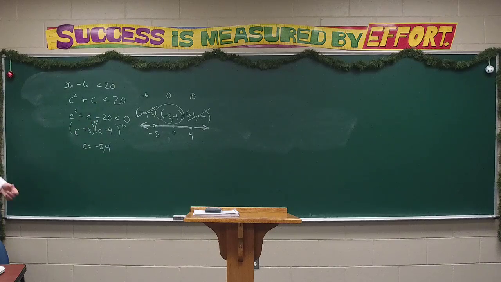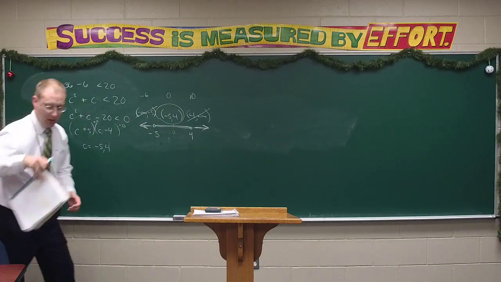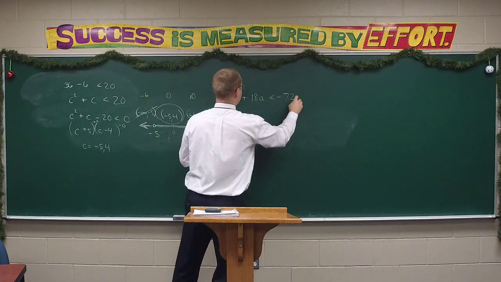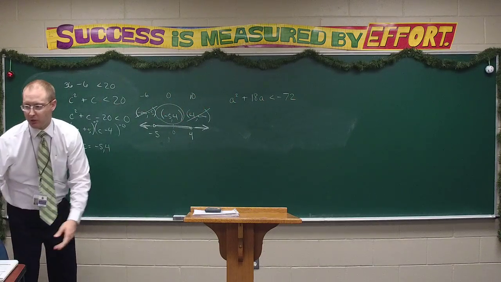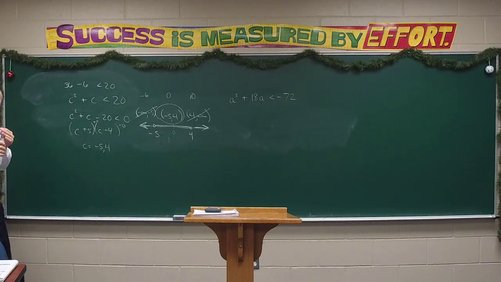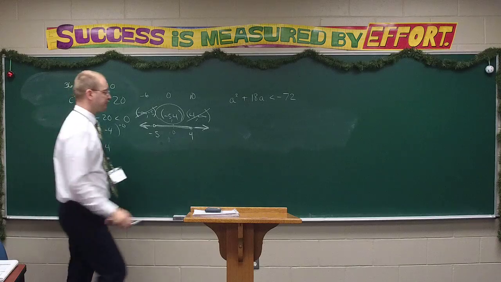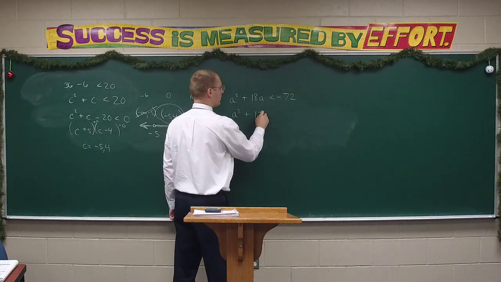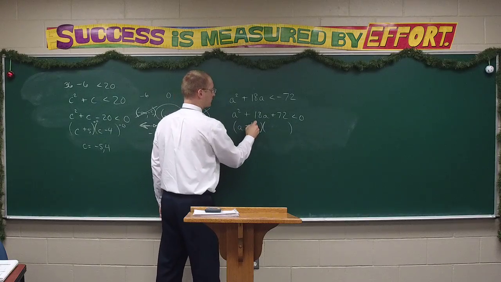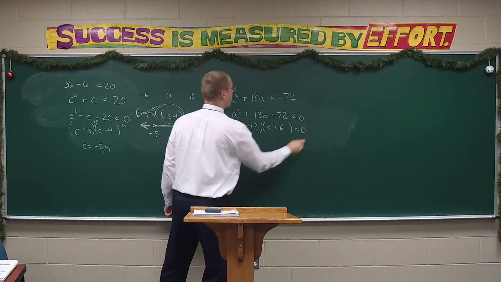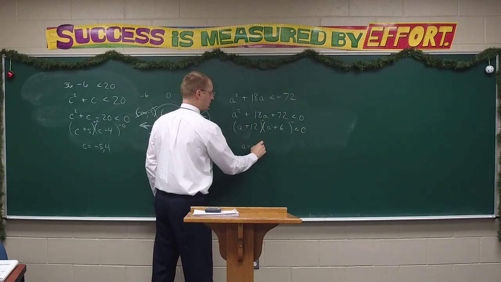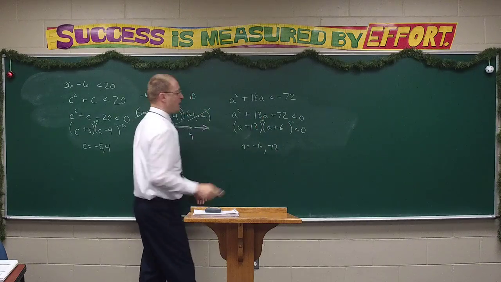Questions on 11? Let's take a look at number 12. We've got a squared plus 18a is less than negative 72. Walk me through what we need to do here, Kendall. You know the negative 72 is positive. Okay. And then you factor. All right. You get a plus 12 and a plus 6. Great job. And then you set each one equal to 0 to get a is equal to negative 6 and negative 12. All right, but we don't stop here.